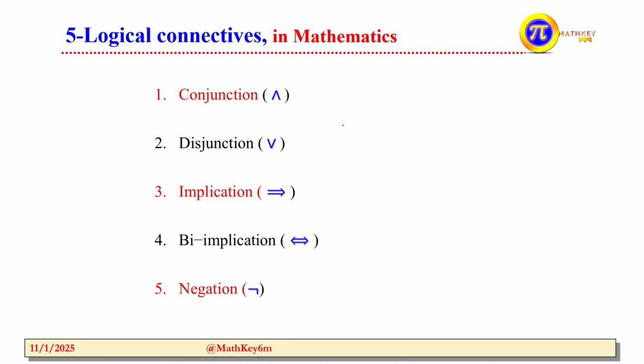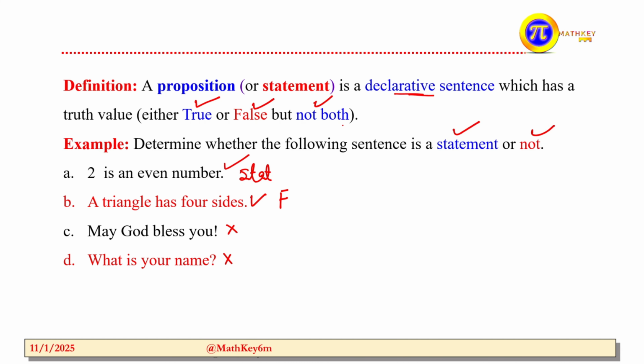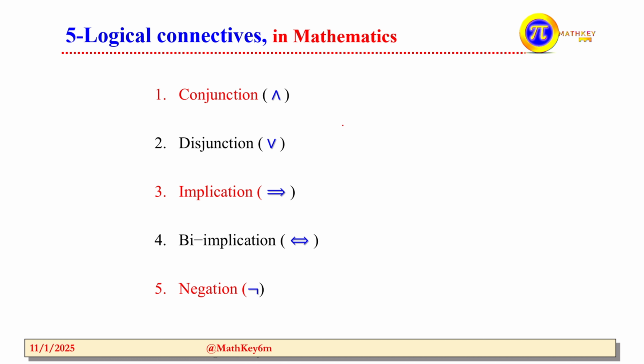Let us consider the next one. When we have different propositions or statements, we can combine them using logical connectives. As the name indicates, we can connect two or more statements or propositions using logical connectives. There are 5. The first one is conjunction, which we call and. The next one, disjunction, we call or. Implication, we call if then. This is a conditional statement. The next one, biimplication, works in both directions, so we call it if and only if, or sometimes iff.